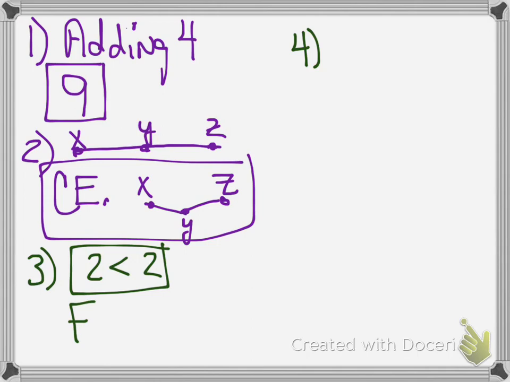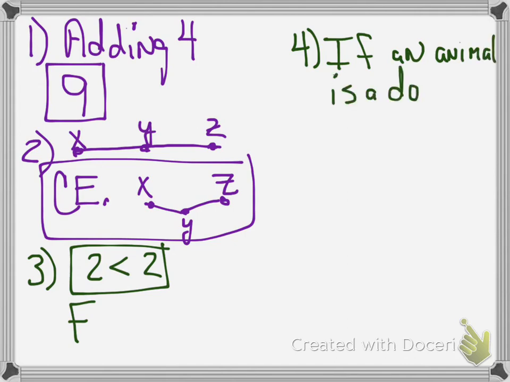Write this in if-then form. All dogs have 4 feet. So if the animal is a dog, then it has 4 feet. If an animal is a dog, then it has 4 feet.